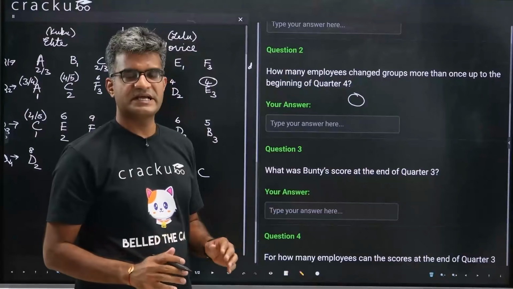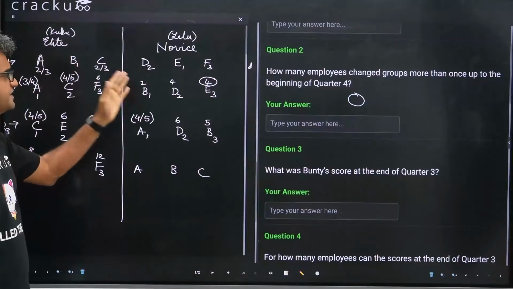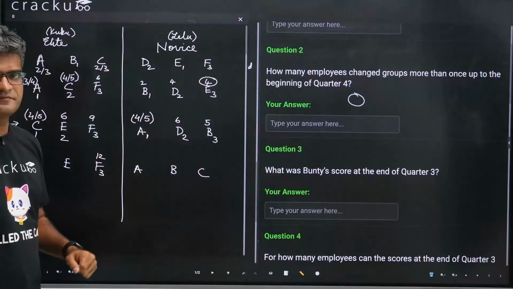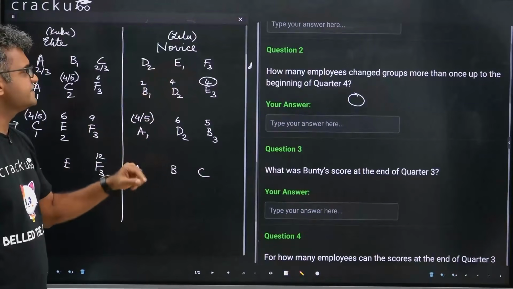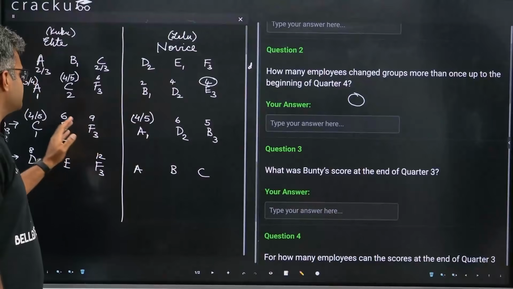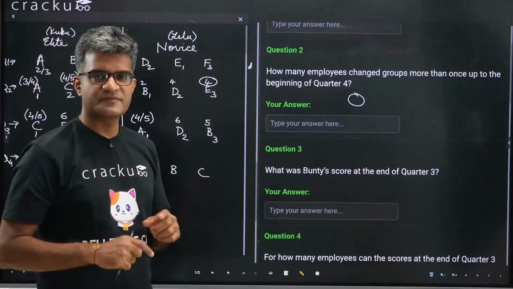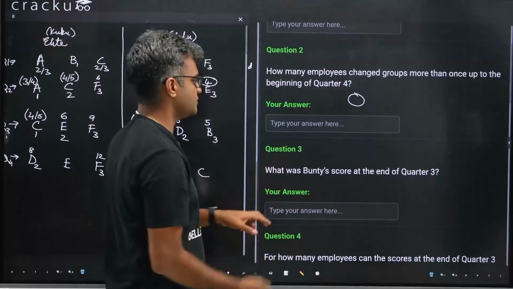What we know is that A, B, C were in elites group at the start. At the end of each quarter, one of them went to Novice. Similarly, D, E, F was in Novice at the start of the first quarter. At the end of each of the quarter, each one of them came to elite. But nobody went to elite and came back to Novice, or the other way around. So that would be 0.